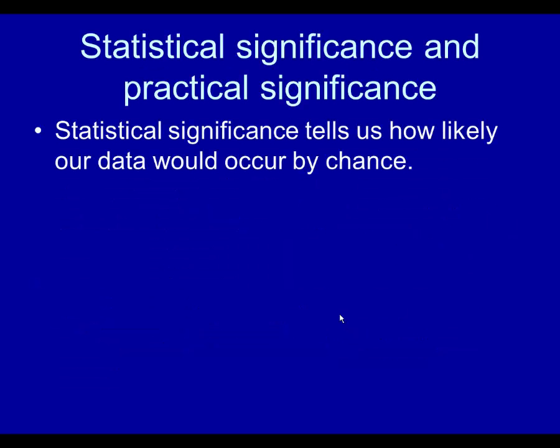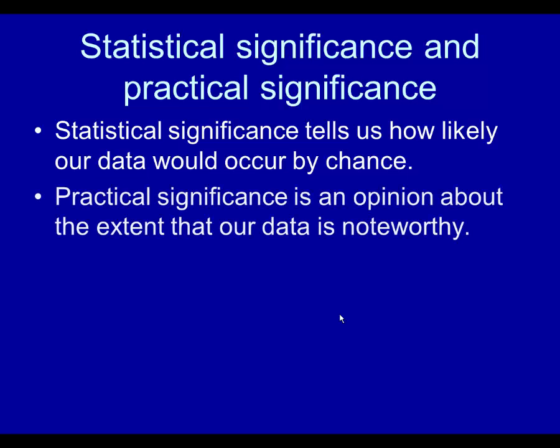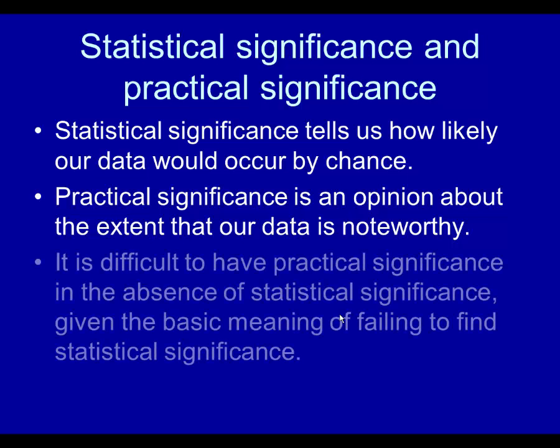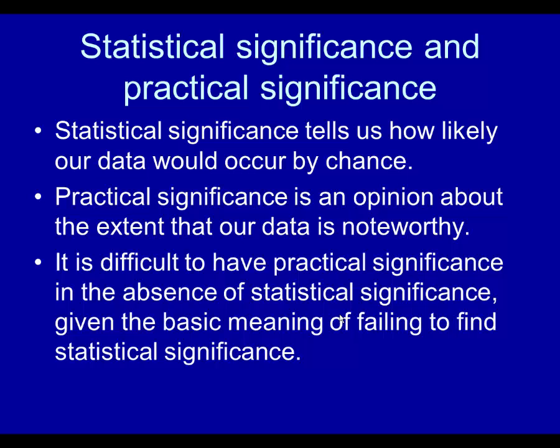Are these significantly different? Let's talk about statistical significance and practical significance. Statistical significance tells us how likely our data would occur by chance. Practical significance is a matter of opinion about the extent that our data is noteworthy, or the extent that the difference is noteworthy. It's difficult to have practical significance in the absence of statistical significance, given the basic meaning of failing to find statistical significance. If you fail to find statistical significance, you have not ruled out chance as the explanation for your data. So how could you declare that data to be meaningful in answering your research question?